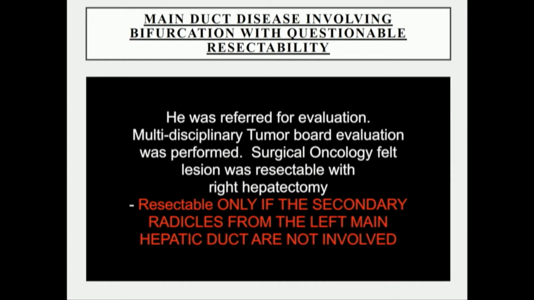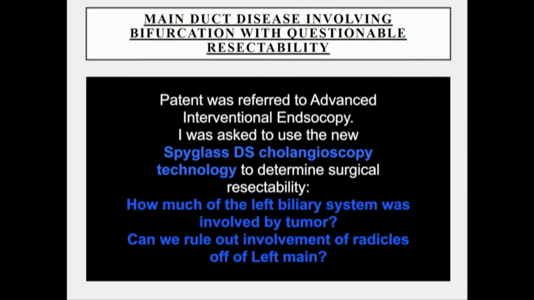He came to see our multidisciplinary team and was presented at tumor board. He was resectable only if the secondary radicals from the left main hepatic duct were not involved. So as we talked about, the sidedness of secondary radical involvement is important. SpyGlass Cholangioscopy was performed to determine resectability, and the questions for that were how much of the left biliary system was involved by tumor.